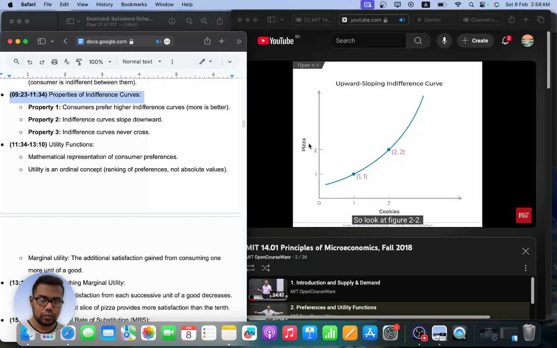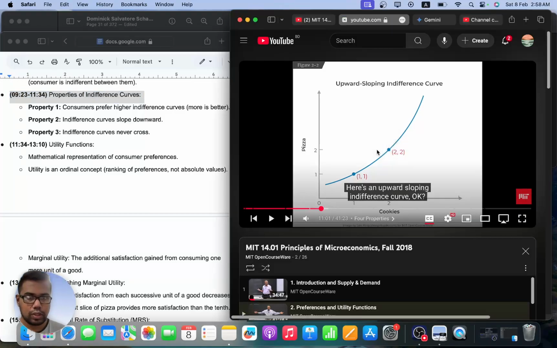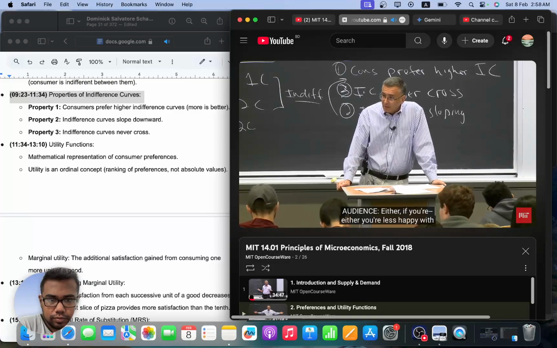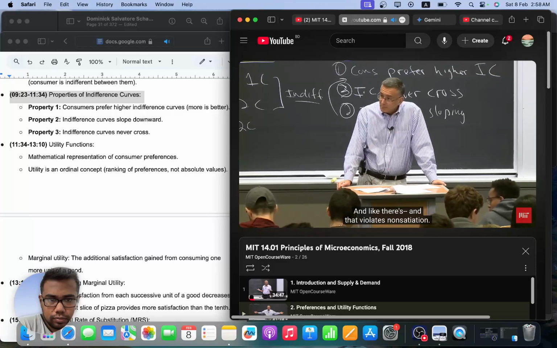So look at figure 2.2. Here's an upward sloping indifference curve. Remember that indifference curves are our way of getting to demand curves. So we're starting with indifference curves, and because demand curves are downward sloping, indifference curves are going to be downward sloping as well. An upward sloping indifference curve might not make sense, but let's check that out anyway. Why does that violate the principle of non-satiation? Either you're less happy if you have more cookies, or you're less happy if you have more pizza. And that violates non-satiation.